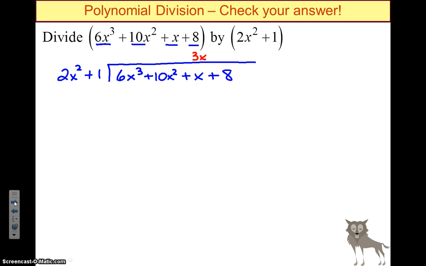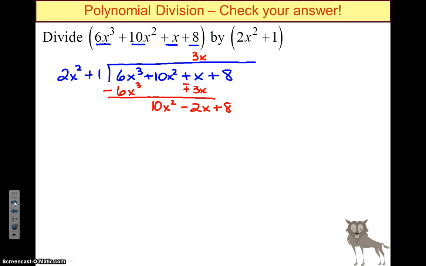Then I'm going to multiply 3x times 2x squared is 6x cubed. So we always want these two things to be the same. And then I'm also going to multiply 3x times my other term in the binomial here of 1. So 3x times 1 gives me a positive 3x. Now, following our long division steps, we're going to subtract. I'm going to subtract all of my terms, so I'm going to just change each of those. This first term cancels out to be 0, so we're not going to worry about that. We need to bring down this 10x squared, and then here we've got x minus 3x, so we've got a minus 2x, and we can also bring down this plus 8.